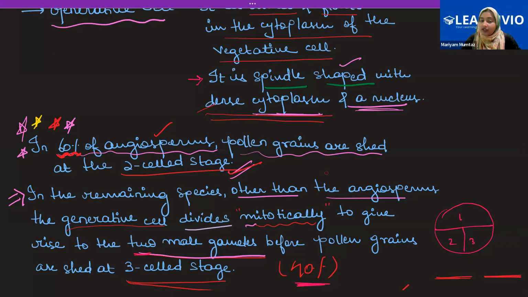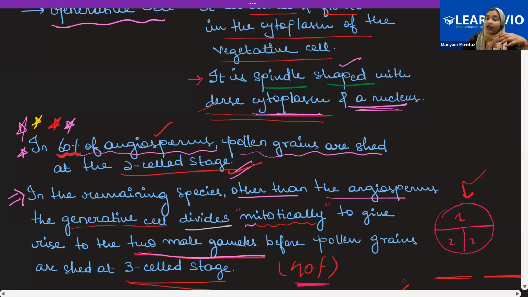Then what about the remaining 40%? In the remaining species, the generative cell will start dividing by mitosis and form two more cells. So the situation will look like this: one cell from the vegetative, two from the generative. And this is called a three-cell stage. So in the remaining species, the three-cell stage is when the pollen grains are shed. Is it clear, students?